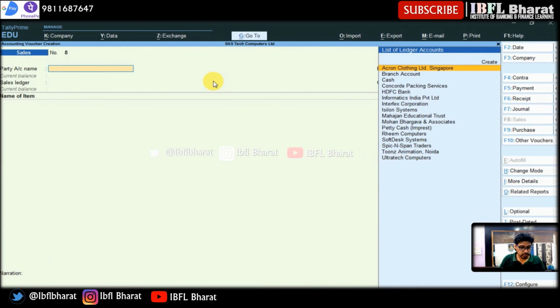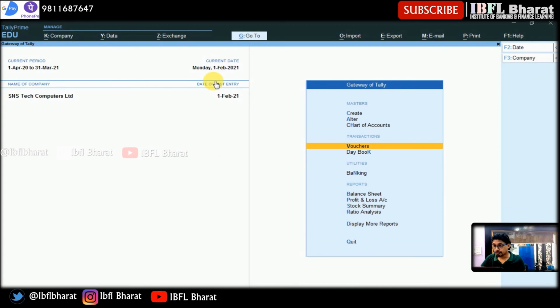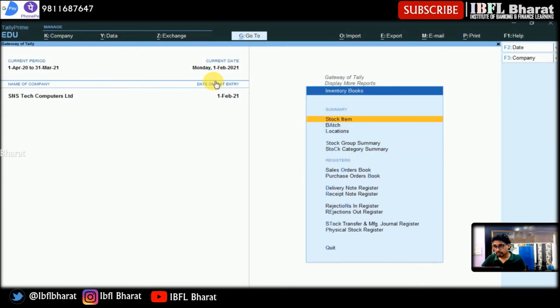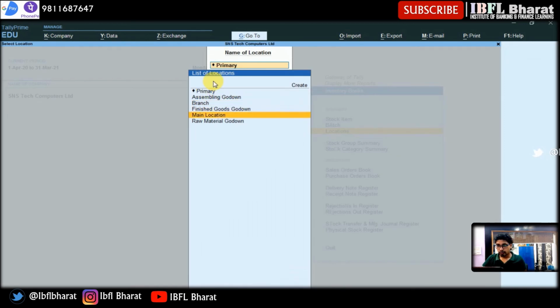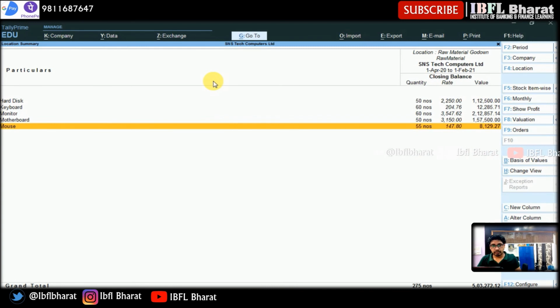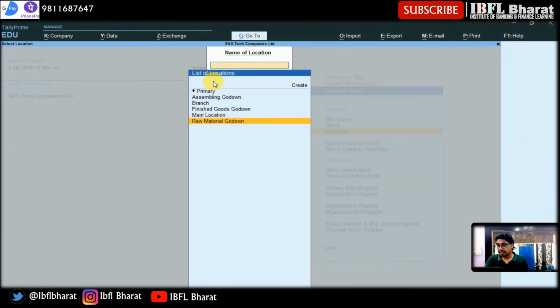Now next, the storekeeper after verifying physical stock in the raw material godown. Now we have to see the godown information in inventory books, location, what the raw material godown is showing. The raw material godown is showing mouse 55 quantity, but the storekeeper after verifying physical stock found the stock of mouse is 53, means we have 2 more mouse as per our Tally, but physical verification shows 53. So we have to correct it.